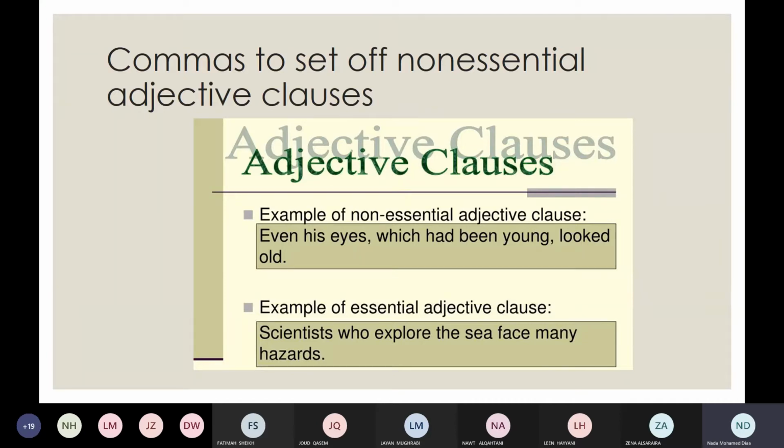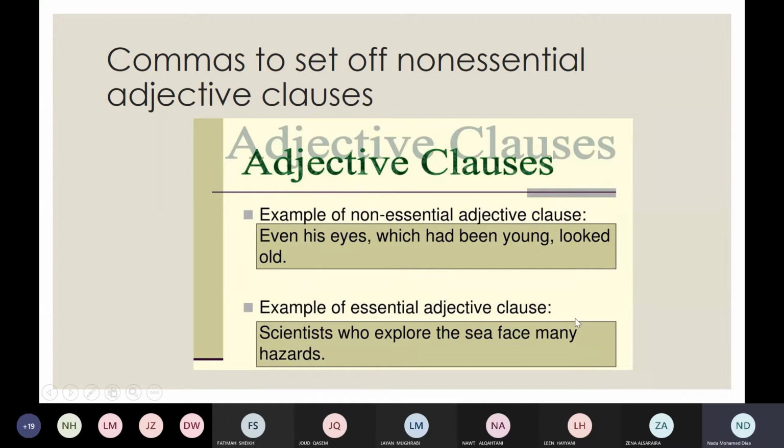Example of a non-essential adjective clause, which is not necessary: Even his eyes, which had been young, looked old. I can understand the sentence: even his eyes looked old. So what is which had been young? Which had been young here is modifying eyes. It's an adjective to eyes, so it is not important. We cannot use commas here: scientists who explore the sea face many hazards.